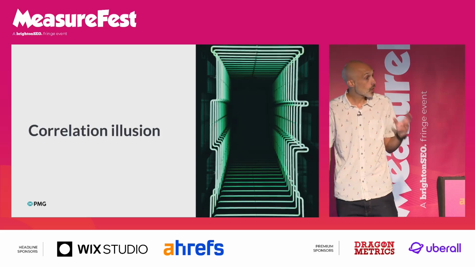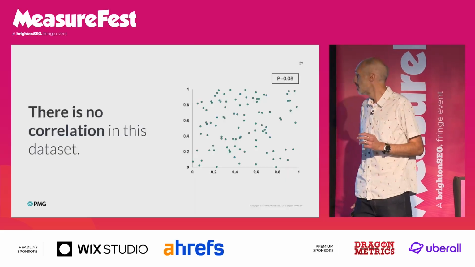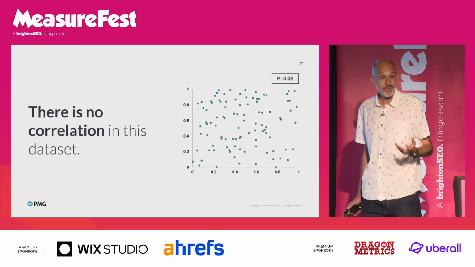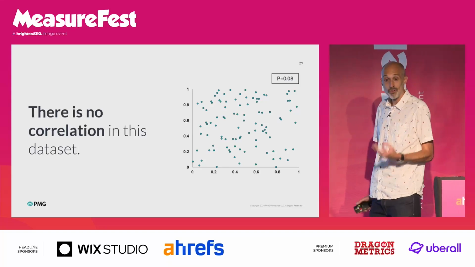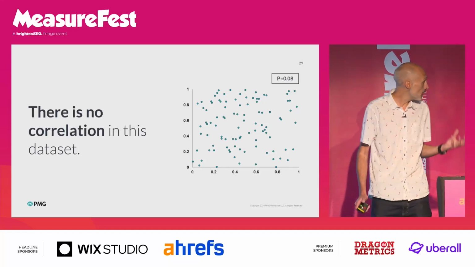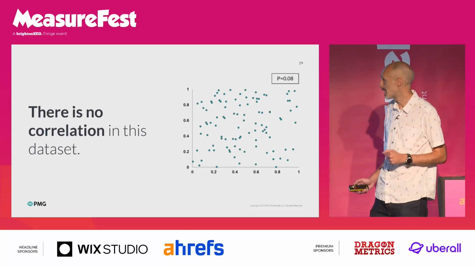So the illusion of a correlation that isn't there. Take this data set, for example. It's clear visually that there's no correlation. We run the Pearson's correlation coefficient. It returns a value of 0.08, which confirms this.